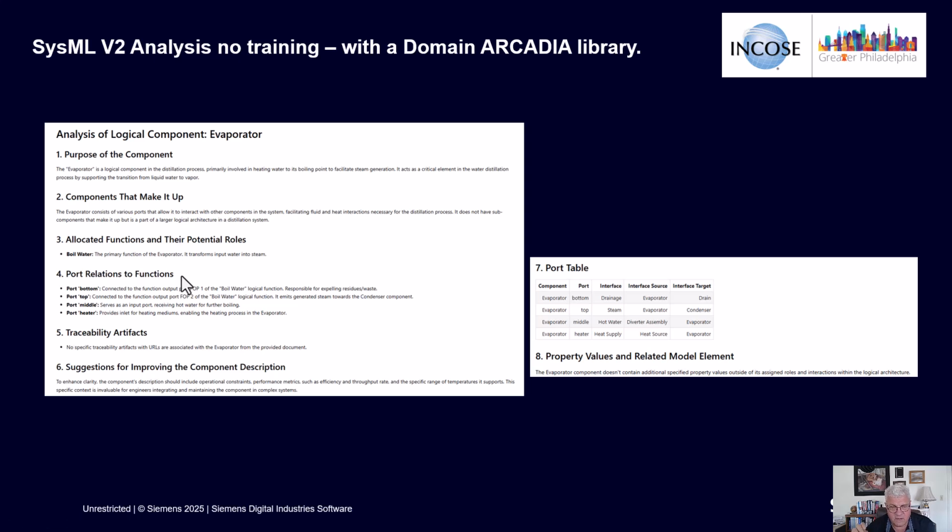This shows that large language models do have the potential to comprehend something like the Arcadia domain, and this can also be very helpful in getting things into the terminology of Arcadia. That was a really great finding, and it shows the potential of SysML V2 as a way to work with AI.